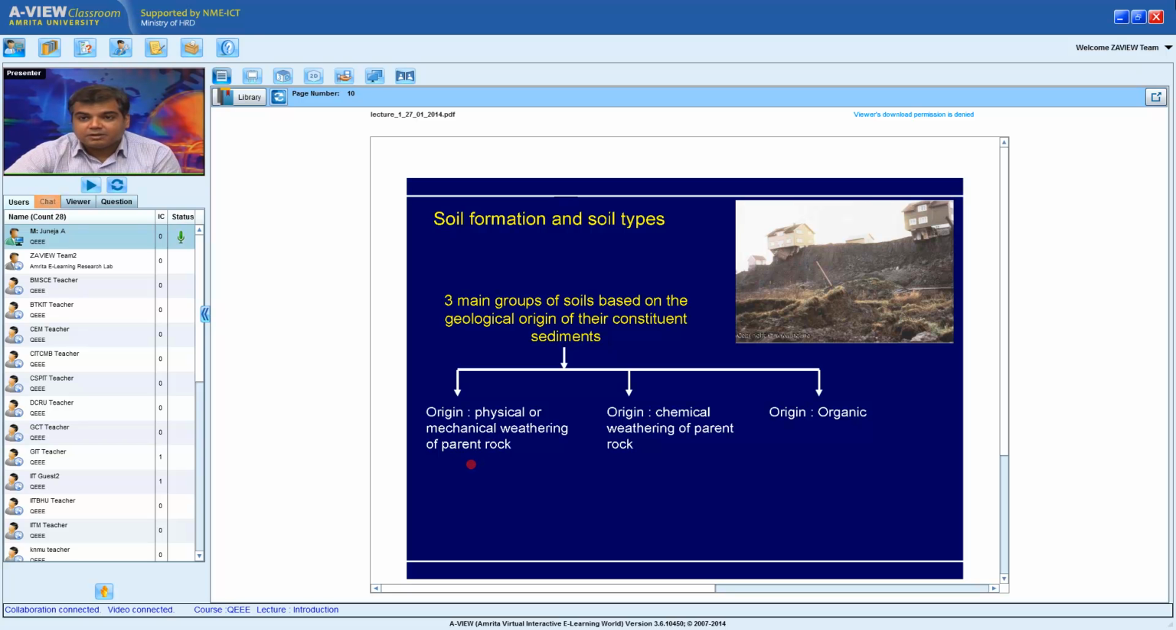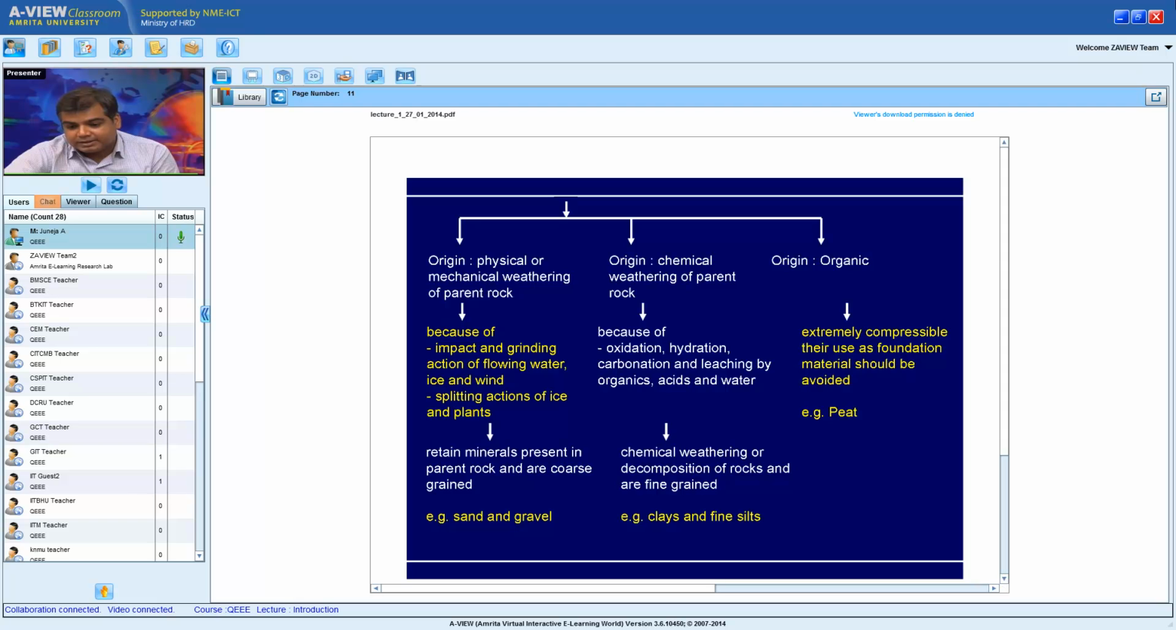We always speak about weathering of the parent rock. So if you have a physical mechanical weathering, that's the first one. Compared to the chemical weathering of the parent rock, that would be the second origin. And the third one is the organic. We'll speak about these three in detail on the next slide.